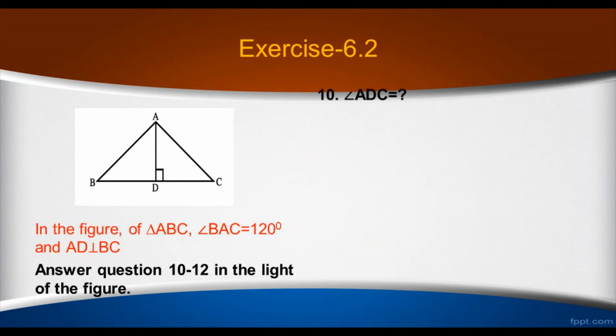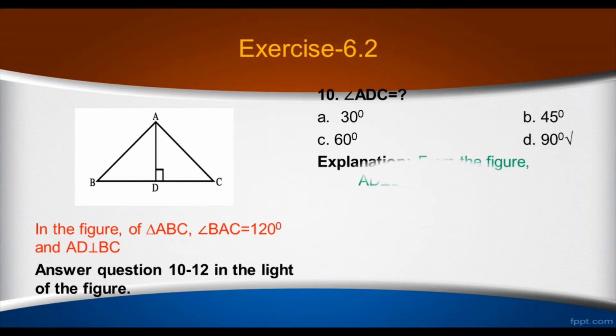So this is question number 10, my dear. Angle ADC equals what? We will find out. These are the options: 30 degrees, 45 degrees, 60 degrees and 90 degrees. As you can see, the answer is 90 degrees. Let us see the explanation from the figure. AD is perpendicular on BC. That's why we can write angle ADC equals 90 degrees.